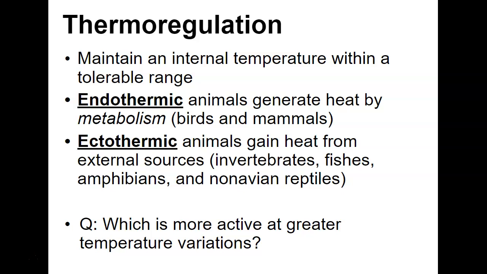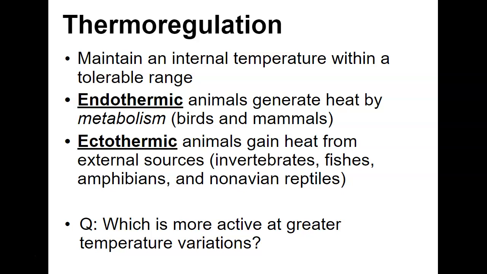On the flip side, ectothermic means that you actually gain heat from outside sources. So these are what really the conformers fit into. They don't have internal mechanisms that will generate heat. So they have to get it from the sun or from hot rocks, for example. These include things like invertebrates, fish, amphibians, and such.